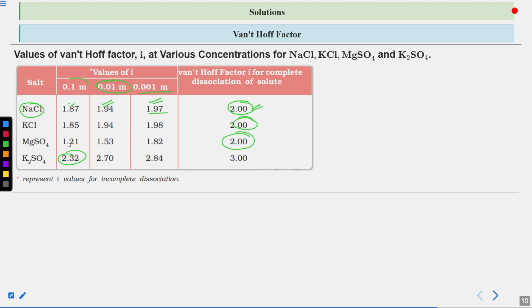Similarly, for MgSO4, there is a difference of 0.80. Got it? Moving on further.